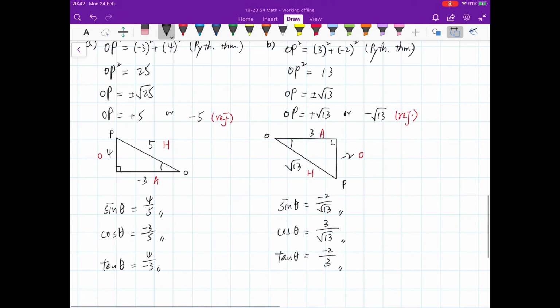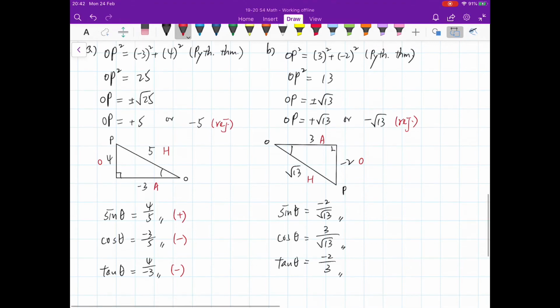So let's compare the two results in part A and part B. As you can see, in part A, the triangle is constructed in quadrant 2. So using the result of ASTC, we know that in quadrant 2, only sine theta is positive. So as you can see, sine is positive, and cosine and tangent are negative. So that means all the answers are reasonable.